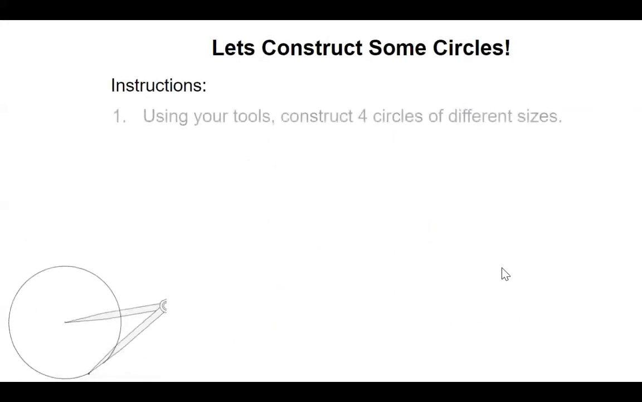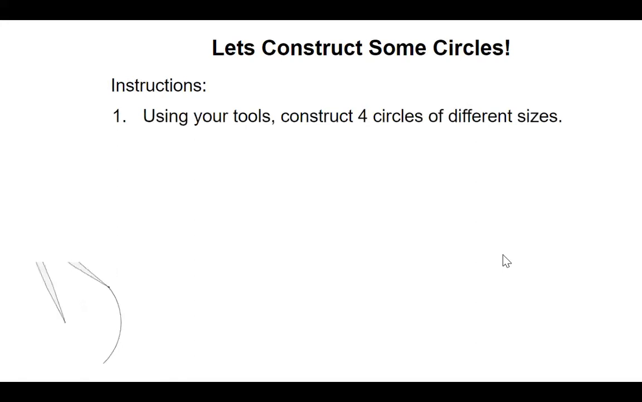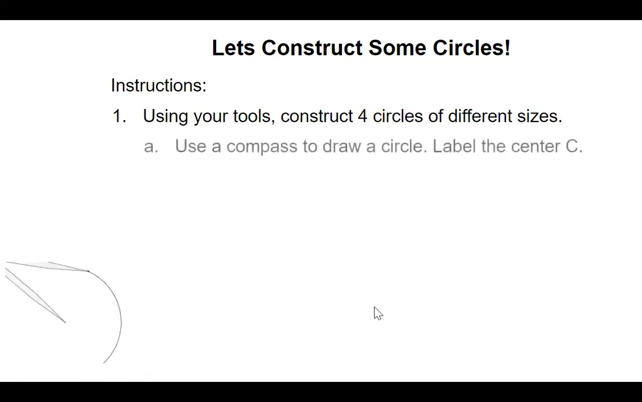Now, here are instructions with our tools. This can be anywhere on your paper. It can be in the front, in the back, or anywhere you have space in your notes. Keep it in your notes so you don't have to worry about losing your construction. We're going to construct 4 different circles with different diameters or different radii, so different sizes.